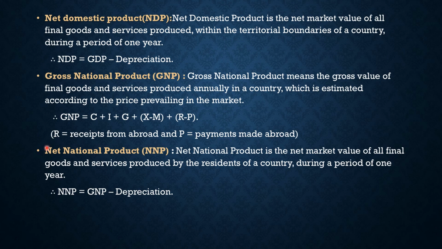Now here, net national product. Net means depreciation is not added. National means NFIA is added. So the definition is: net national product is the net market value of all final goods and services produced by the residents of a country during a period of 1 year. And the formula is NNP equals GNP minus depreciation. Only the G you have changed here. I think you are clear with the topic.